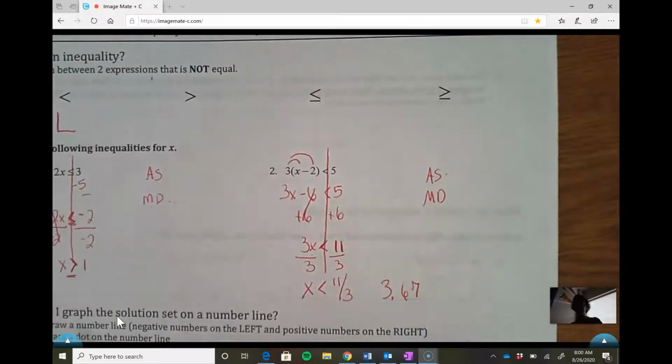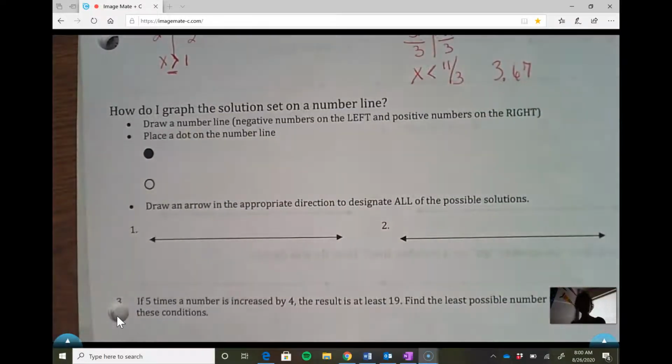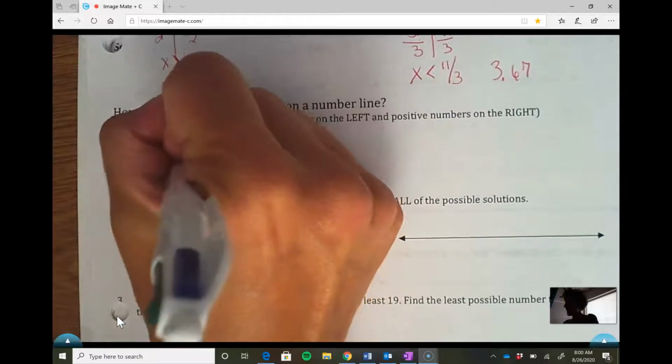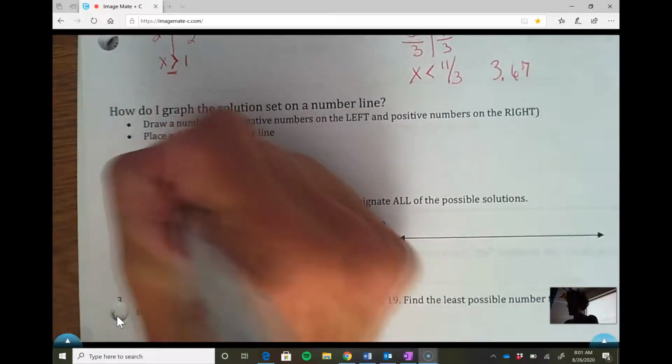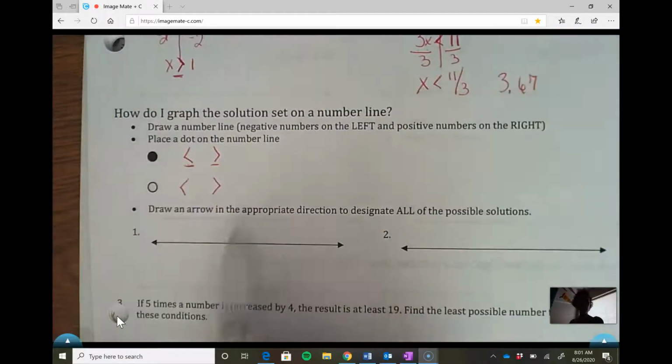All right, so the other thing that we talked about in that last video is how do I graph the solution set on a number line. So remember, you're going to use the closed dot if it's the equal to ones, and you're going to use the open dot if it's just the less than or greater than. So let's just take these answers up here and put them down here.